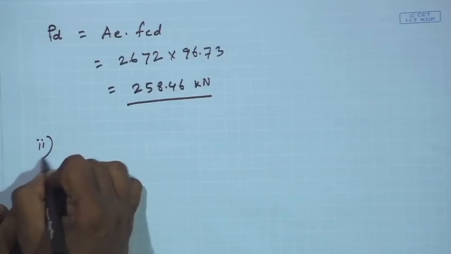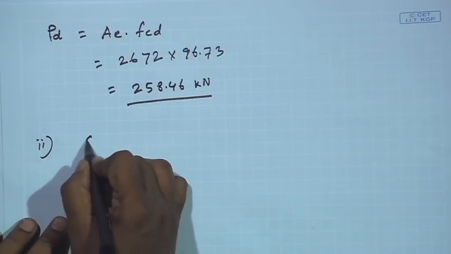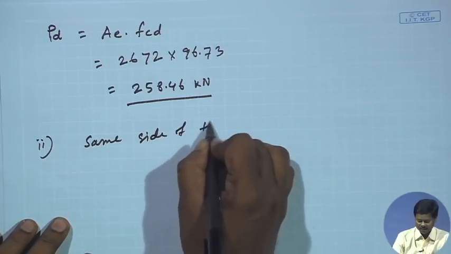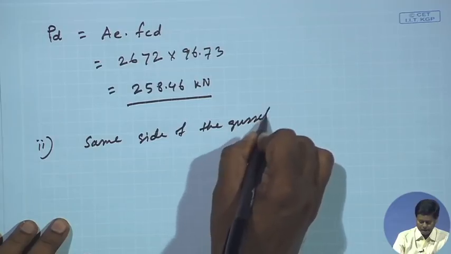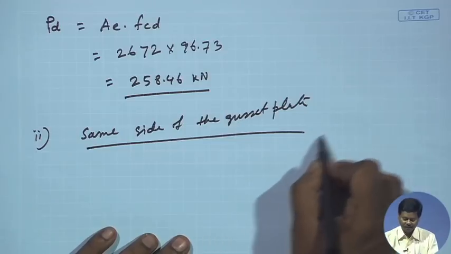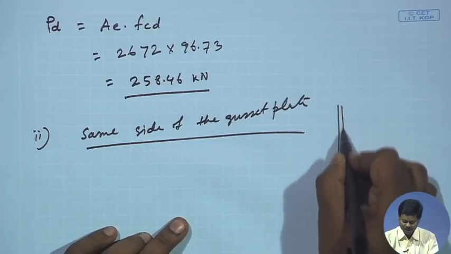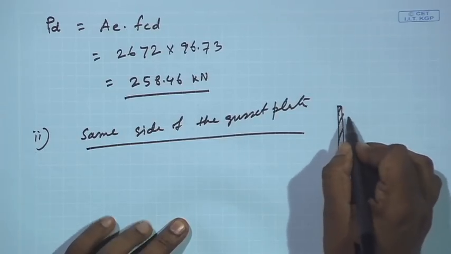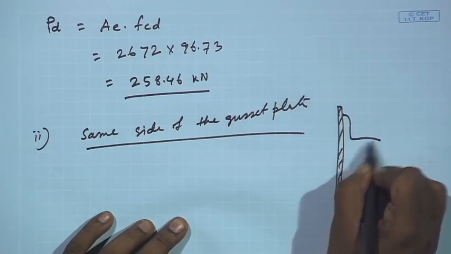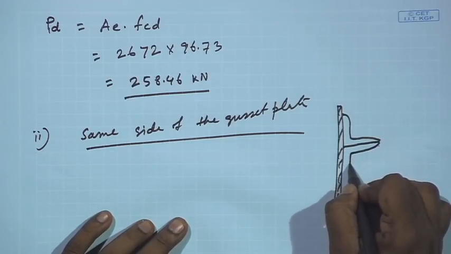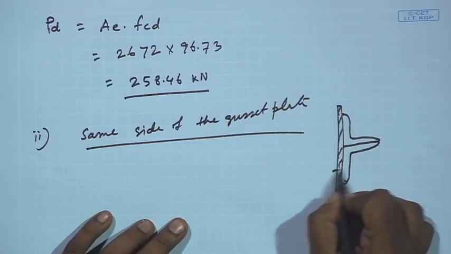Now, let us come to the second case. Second case is angles placed on the same side of the gusset plate. If we use the same side of the gusset plate, then it will be something like this. Say this is the gusset plate and the angle is connected through the same side of the gusset plate like this, right.